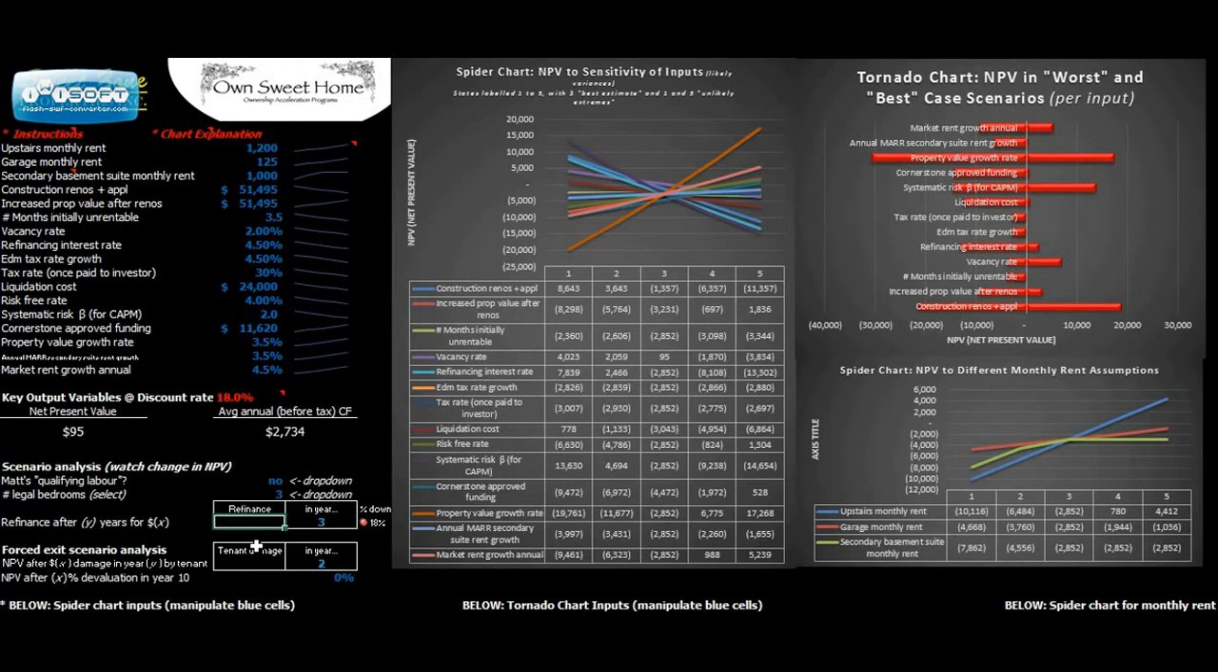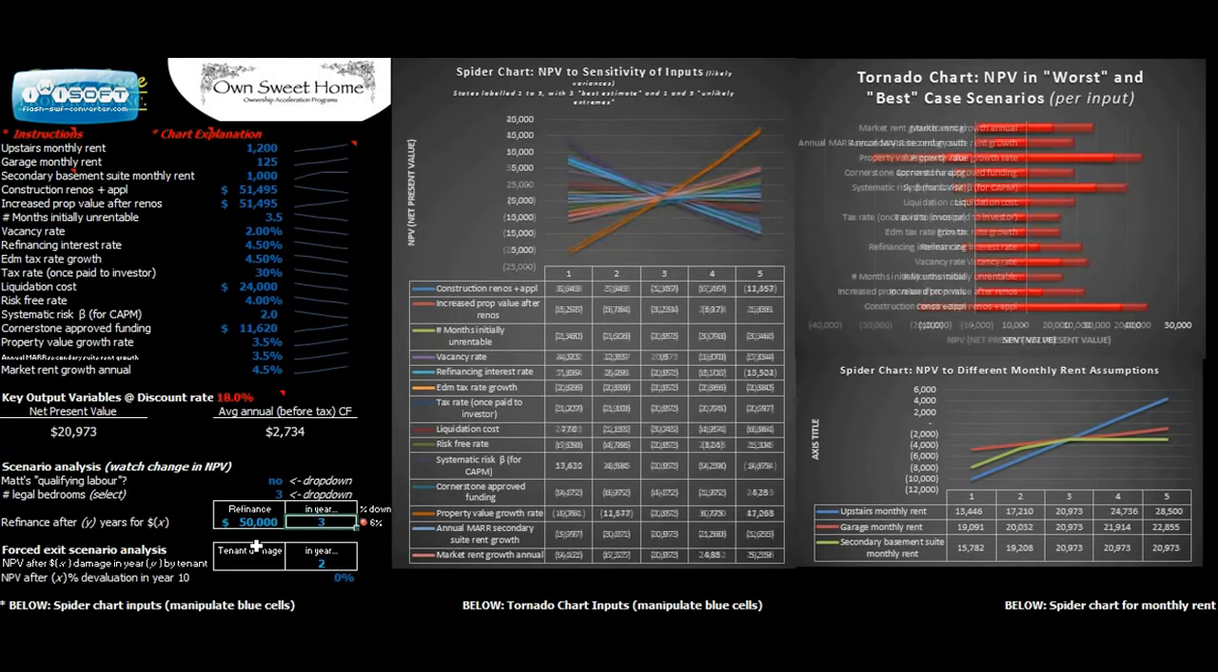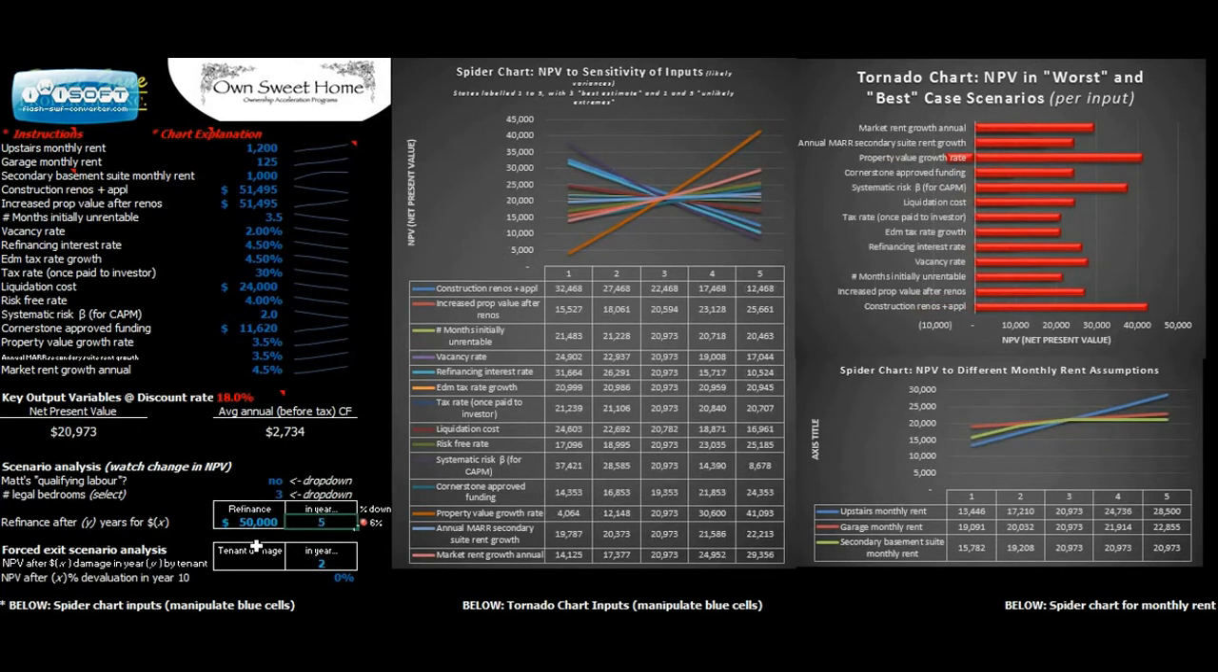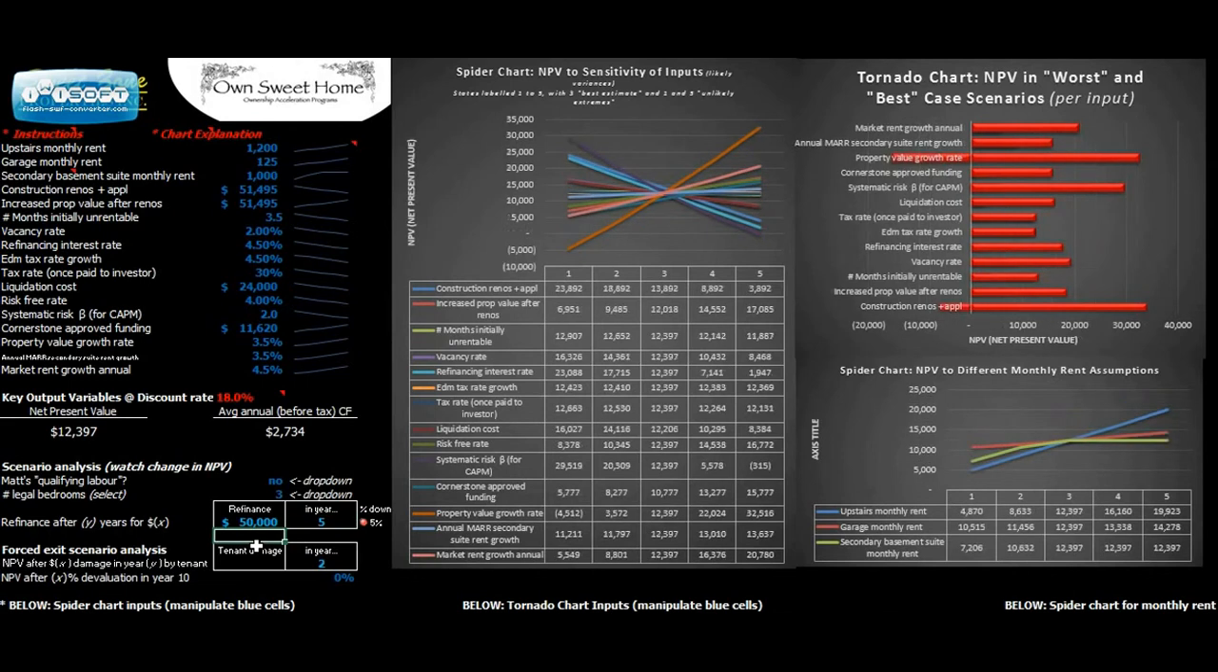So let's say I can refinance for 50 grand, and let's say I can do that in year 5. You can see everything kind of adjusted here. NPV is now at 12 grand, and it also accounted for the fact that when we sell in year 10, we're going to get 50 grand less. I didn't account for time value of money in that, just to preserve my sanity. This is a little bit aggressive, but probably not unrealistic. Maybe knock a grand off of that.